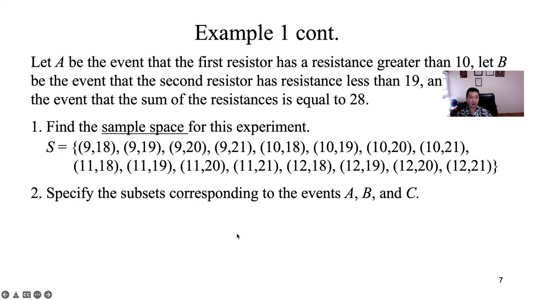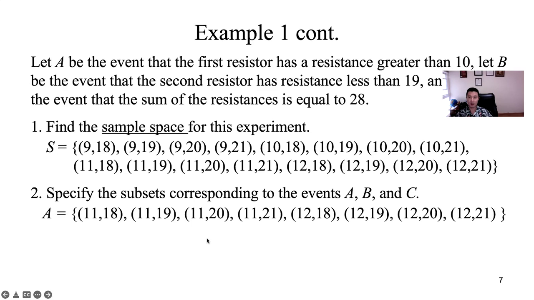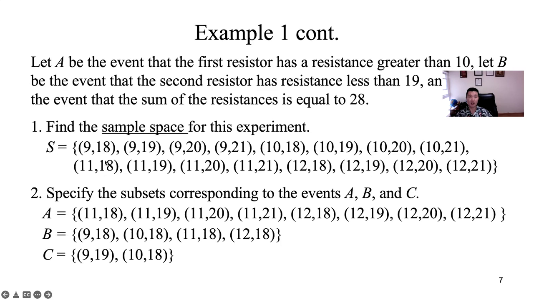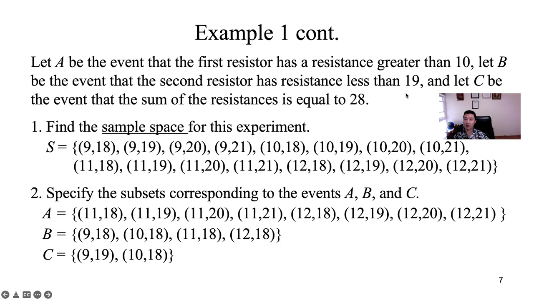Then let's write down events A, B, and C. Event A is the first resistor has resistance greater than 10. More than 10 is 11 and also 12. So under 11, we have 11-18, 11-19, 11-20, and 11-21, and so it is under 12. So for event A, we have 8 possible outcomes in total.